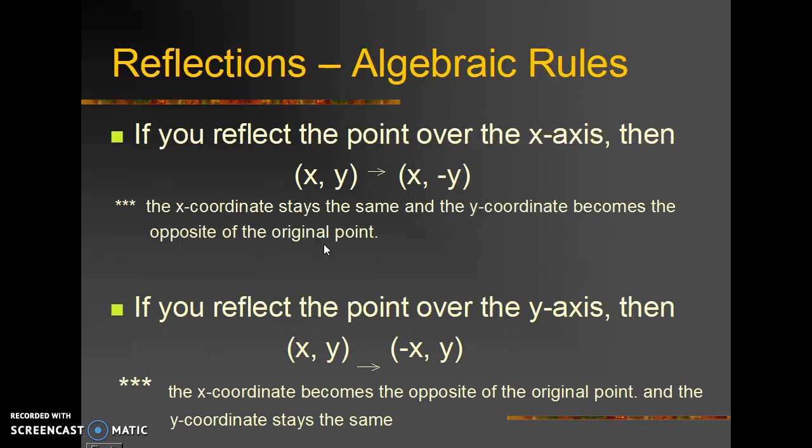If you reflect over the y-axis, so say given point (x, y), you're going to change x to the opposite, and y is going to remain the same. So if you're given point (4, 4) to reflect over the y-axis, your new point for x is going to become -4, and y is still going to stay the same. So your new image point is going to become (-4, 4). Again, the x coordinate becomes the opposite of the original point, and the y coordinate stays the same.